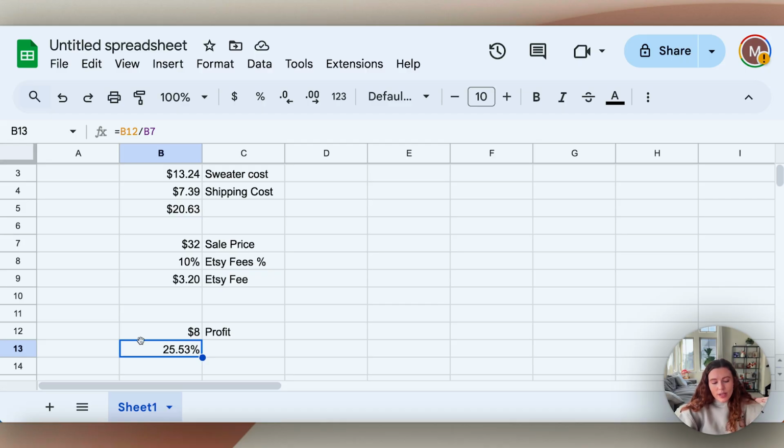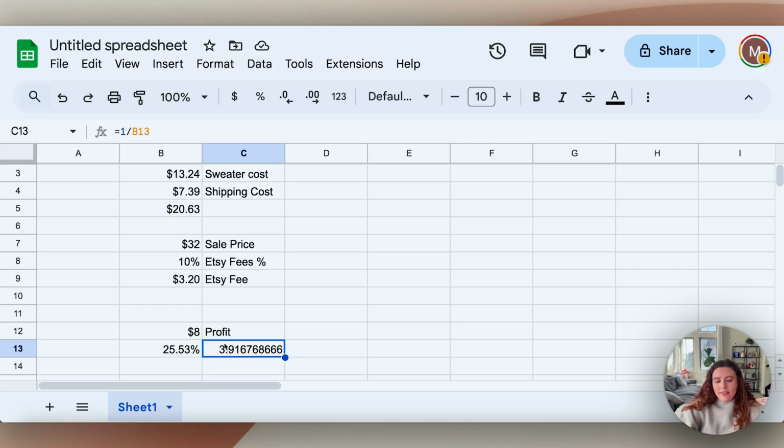The way that we calculate our break-even return on ad spend is to take this percentage and divide it into one. By dividing that, it tells us that we need to get a 3.91 return on ad spend in order to break even on my ad. So for every $1 I put in, I have to be getting back at least $3.91 in order to not be losing money on this.